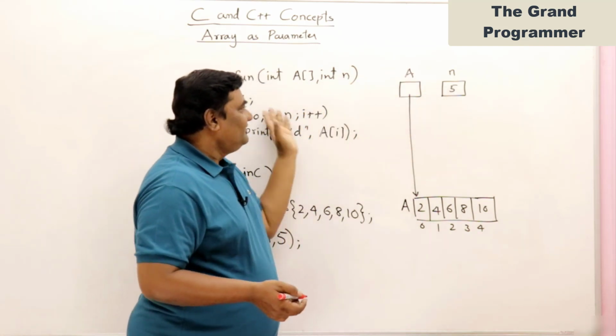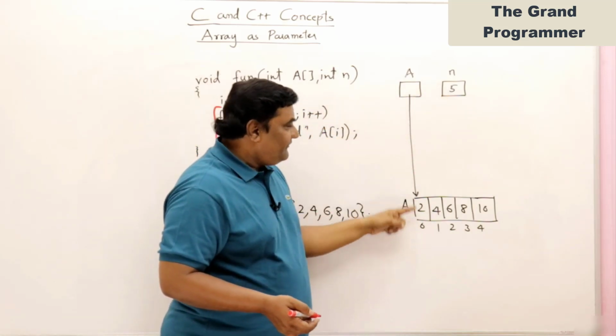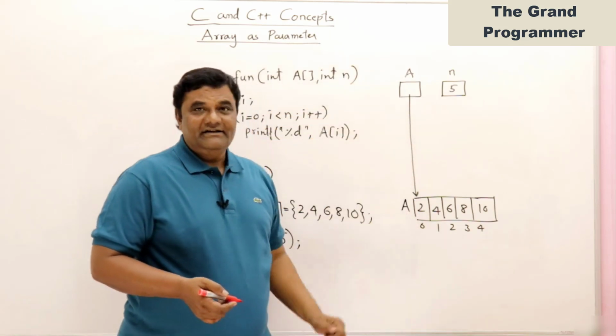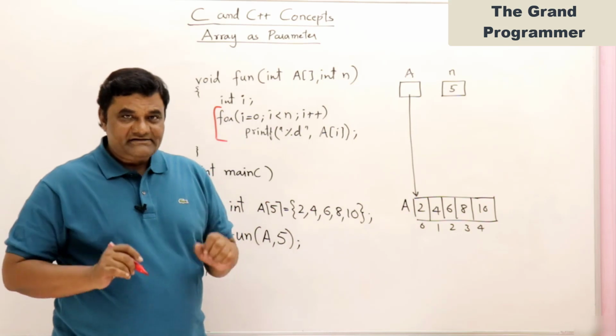So this is its own local variable n. The value 5 is copied into this one and the address of A is copied into this one. So that function is directly accessing this array. So arrays are only passed by address.